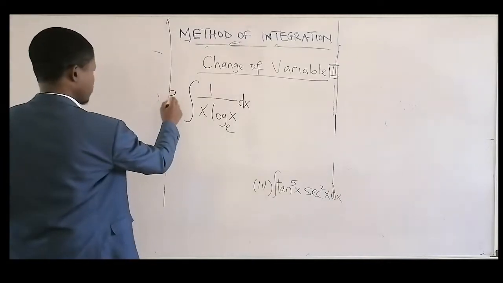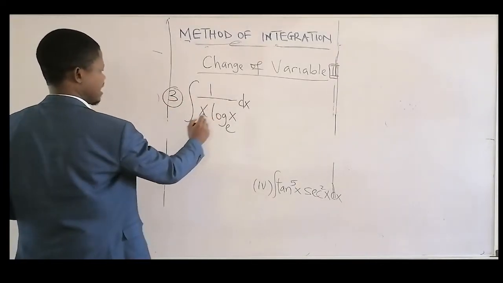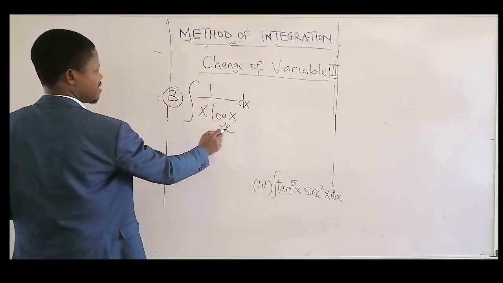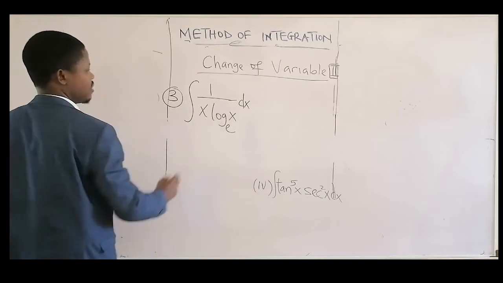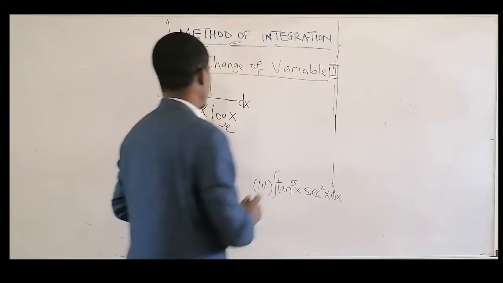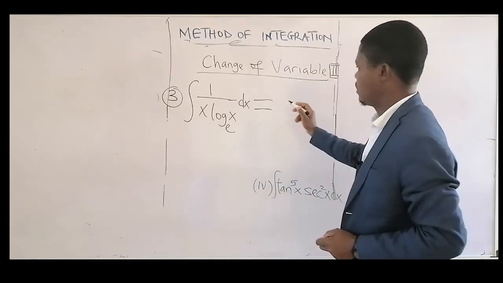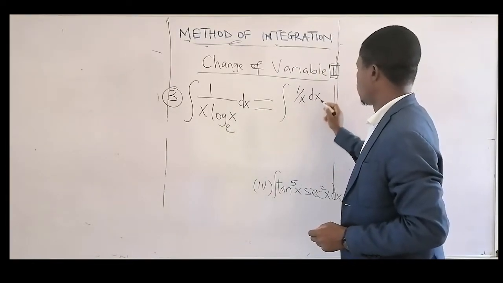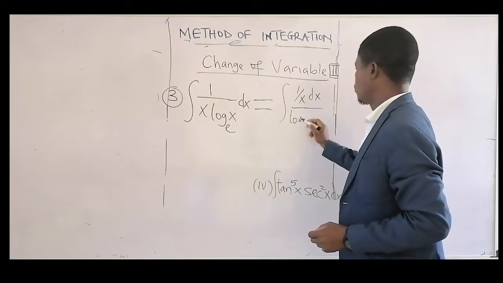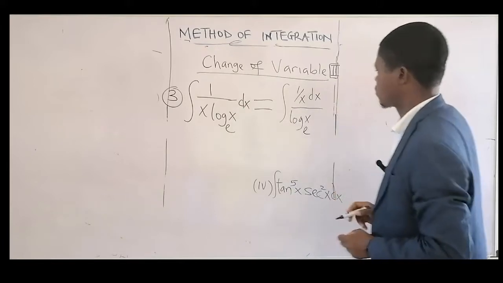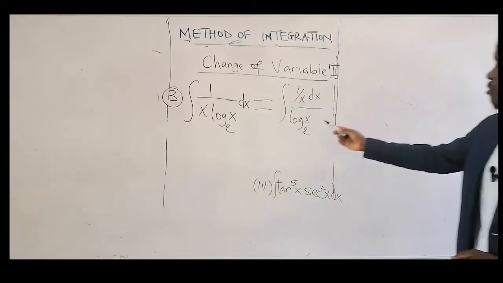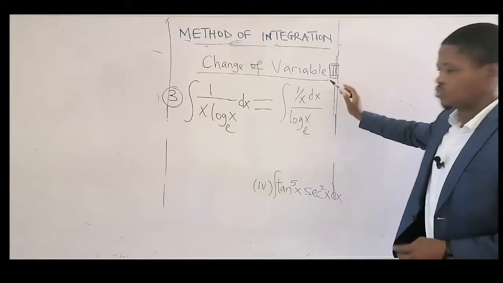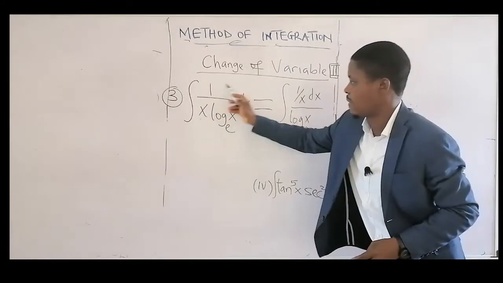This question, which is question 3, is 1 over x log x to base e. This is what we do. We can write this question this way: 1 over x dx all over log x base e. That's our first x. There's no difference between this one and this one, but it's better to have it this way. Take this one up there.